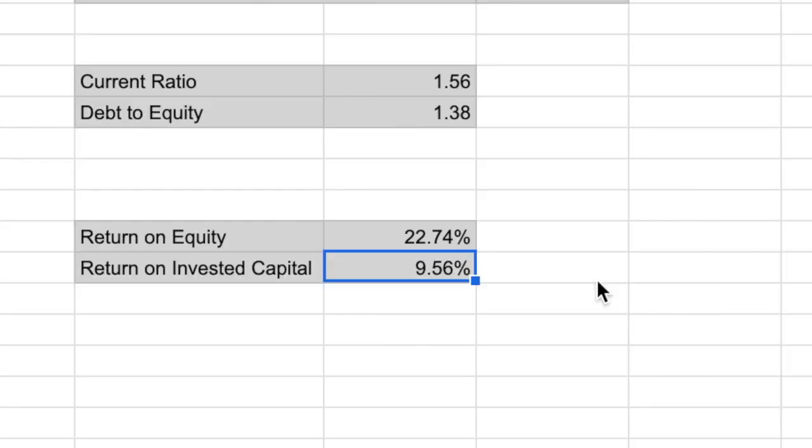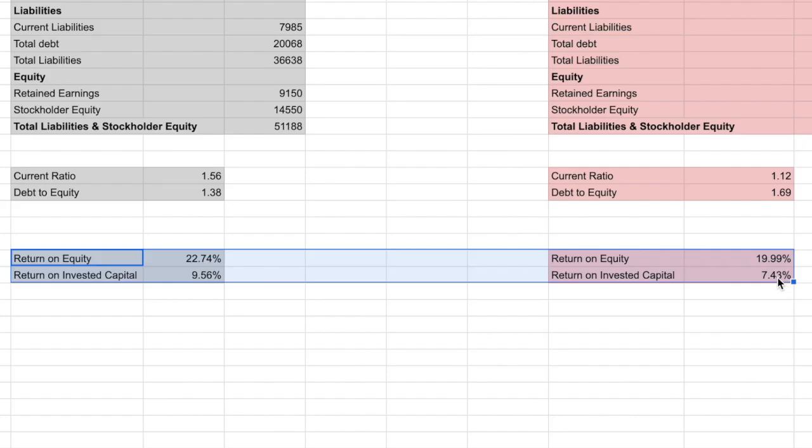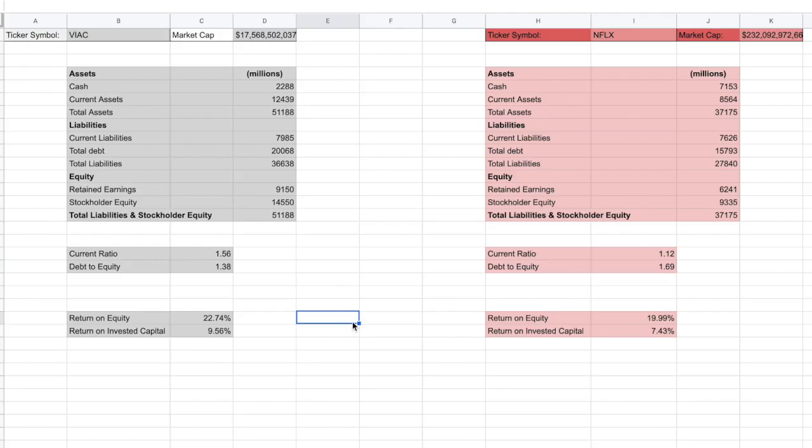When analyzing a company, you want the return on equity and the return on invested capital to either be rising, showing that the company is improving, or if the company is already established and has a competitive advantage, you want the return on equity and return on invested capital to be relatively stable. Looking at both the return on equity and return on invested capital for both Netflix and Viacom, we can see that both of these companies do perform very well.